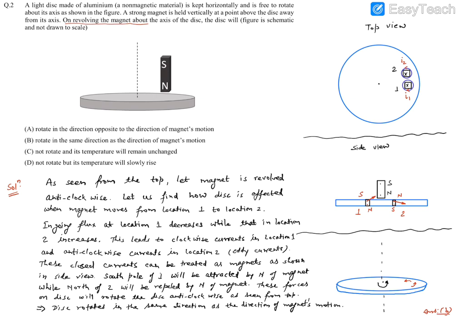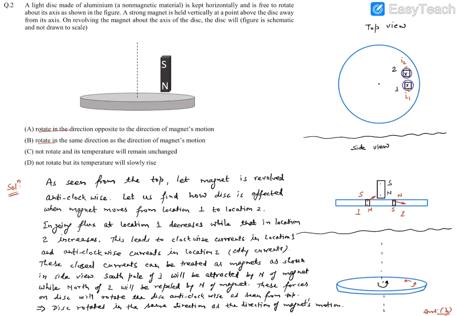On revolving the magnet about the axis of the disk, so you want to revolve this magnet about this axis, either clockwise or anti-clockwise, depending upon your choice, what happens to the disk? Options are whether it rotates, if it rotates, in which direction, if not, then what happens to the temperature as well.